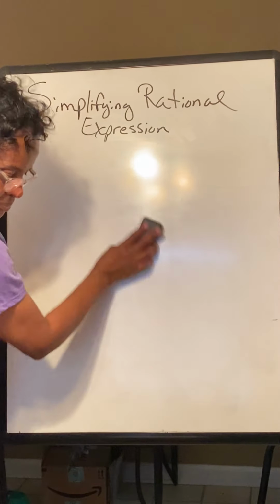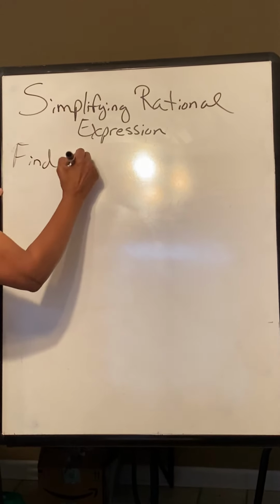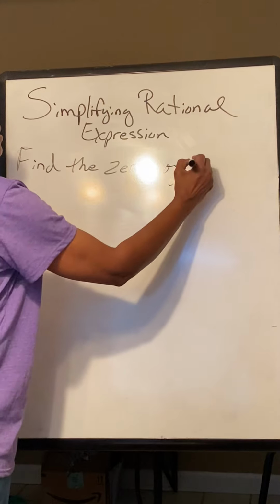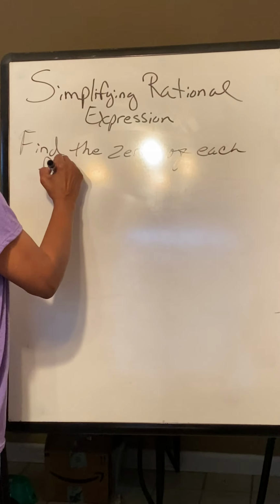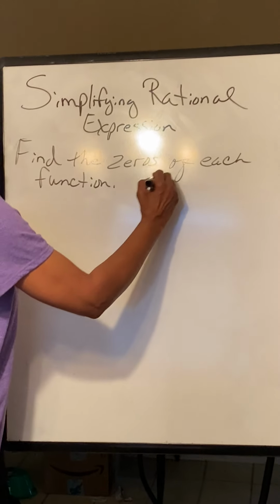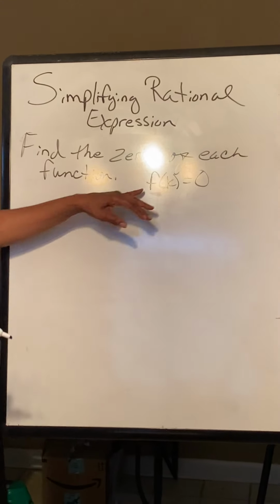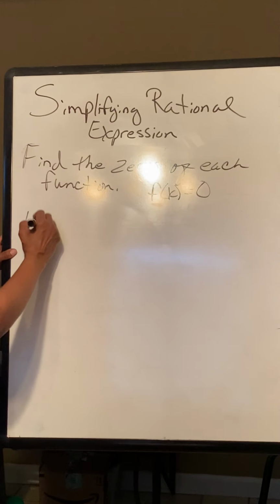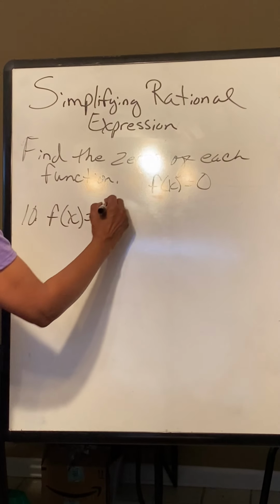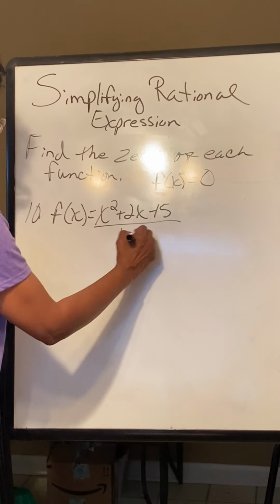Also in this lesson, we have to know how to find what we call zeros. Find the zeros of each function. The zeros will be the numbers that will make f of x equal 0, okay? Remember, that's functional notation, f of x. So as I look at problem number 10, if I have f of x is equal to x squared plus 2x minus 15, and that is divided by x plus 1.